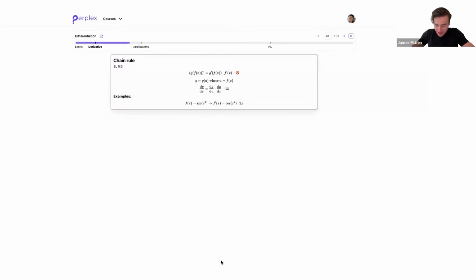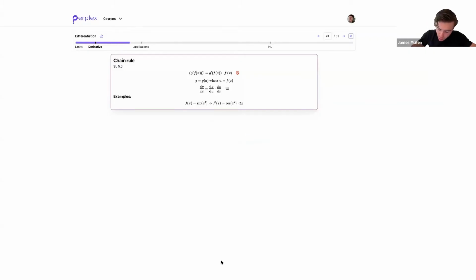Okay, so let's do an example. Let's say I have sine of x squared. Well, the derivative of the outside function of sine is cos, okay? And I put the inside function x squared into that, and then I multiply by the derivative of x squared, and the derivative of x squared is 2x, okay? So that's all I did.